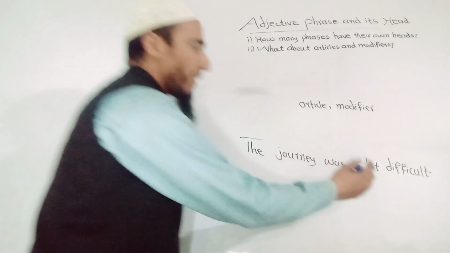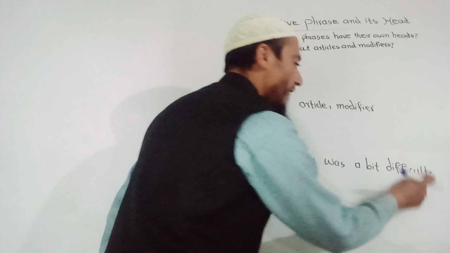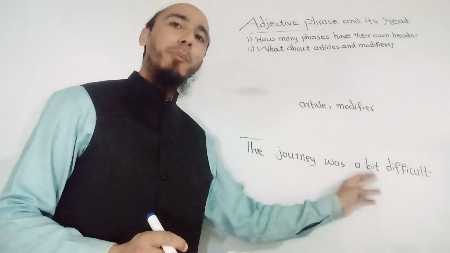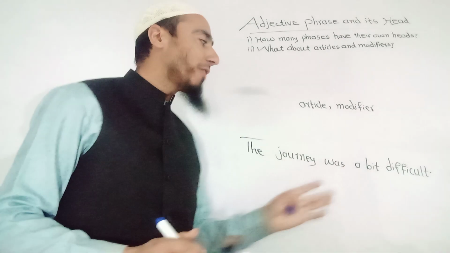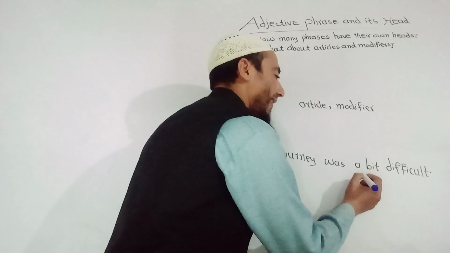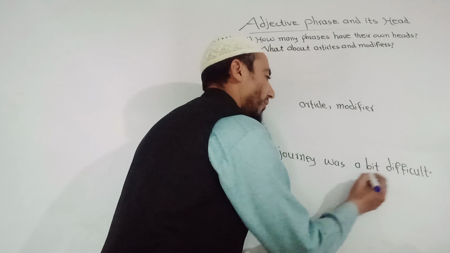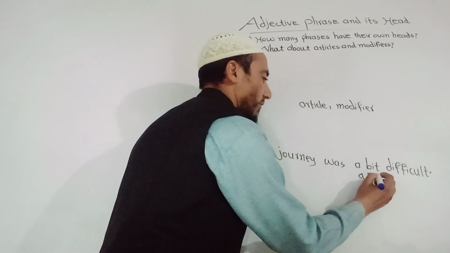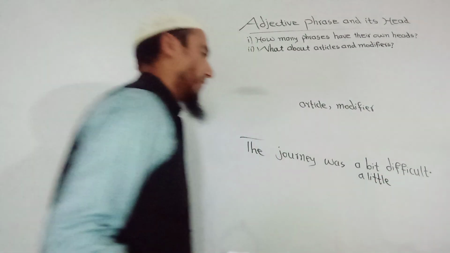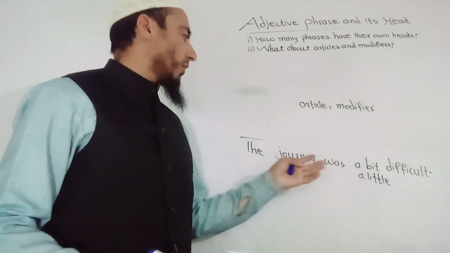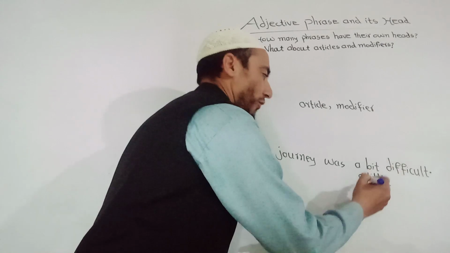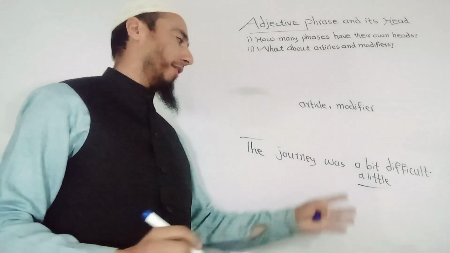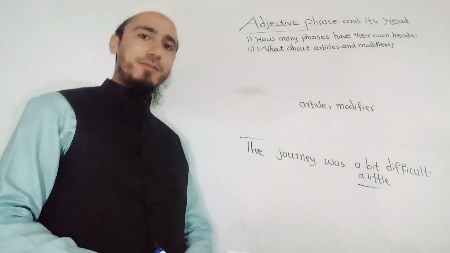So, you see now here in this sentence, difficult, that is adjective. And bit is actually modifier. Here a bit means a little. Yes, you may say a little. So now this is what? That is degree. Which type of degree? Degree modifier. And this a is article.